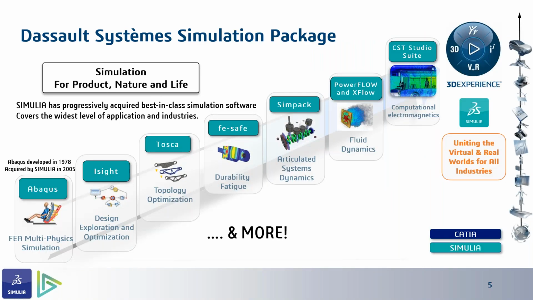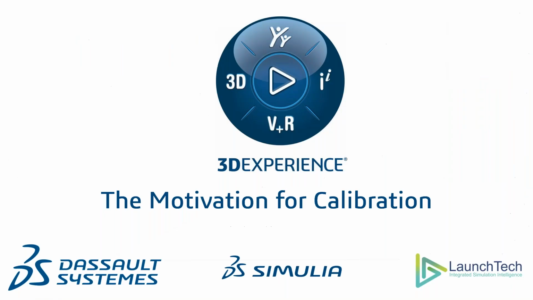Basically, the SIMULIA portfolio includes a number of different simulation types. For example, Abaqus is well known as an FEA. We also have optimization, fatigue analysis, CFD, and electromagnetics. But for today, I will be giving a topic on one of the capabilities of what Abaqus FEA can do, and that is the calibration of materials. So let's move forward to why we need calibration and the motivation behind it.